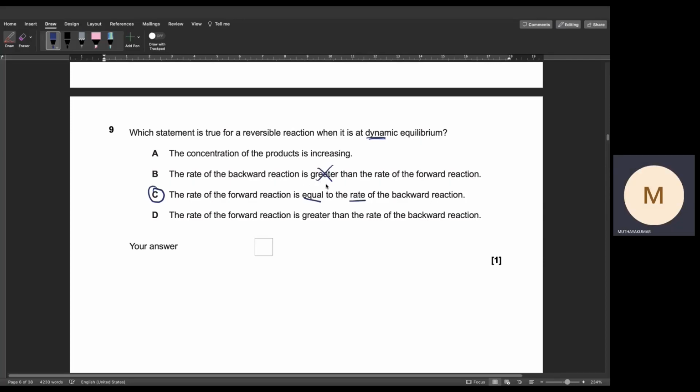B is wrong because it says greater. A, the concentration of the products is increasing. That is not true. At equilibrium, concentration is constant. It doesn't necessarily mean the concentration of products and reactants are the same. It just means they are constant. The value is not changing. D, the rate of the forward is greater than the rate of the backwards. Also incorrect because as we've established, at equilibrium, rate of forward is equal to rate of backwards.